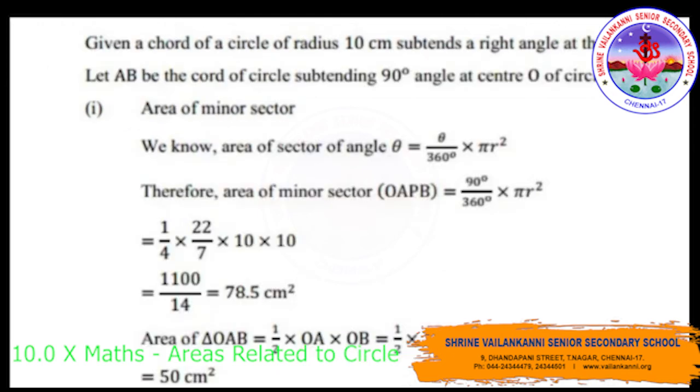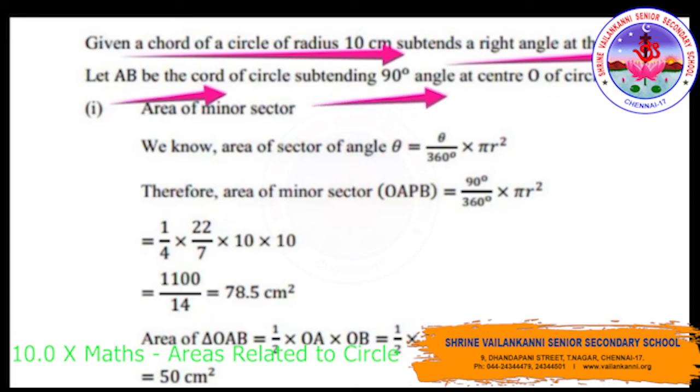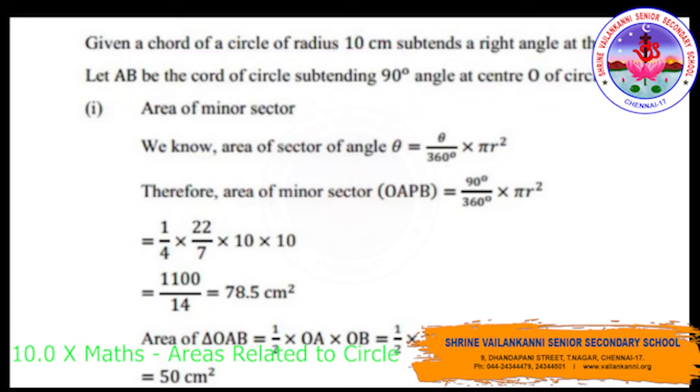Coming to the solution, given a chord of a circle of radius 10 centimeter subtending a right angle at the center. We are writing a name of the chord as AB, where it subtends an angle 90 degree at the center O of the circle. We need to find the area of the minor sector. Area of a sector of angle theta is equal to theta by 360 into pi r square, where my theta is 90 here and r radius is 10 centimeter.